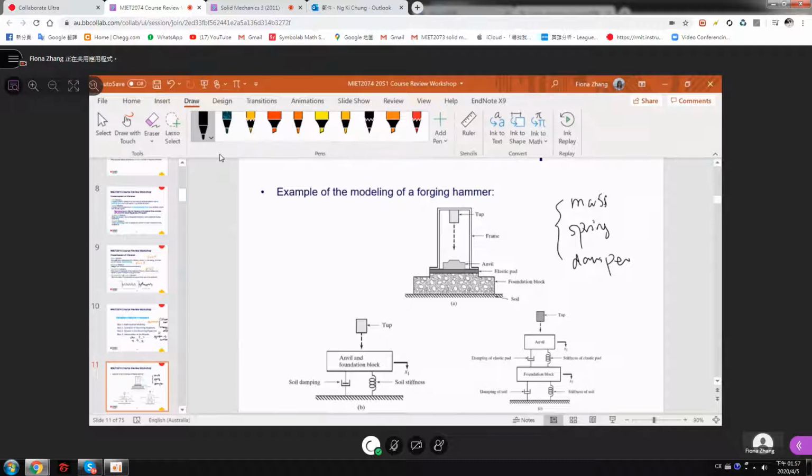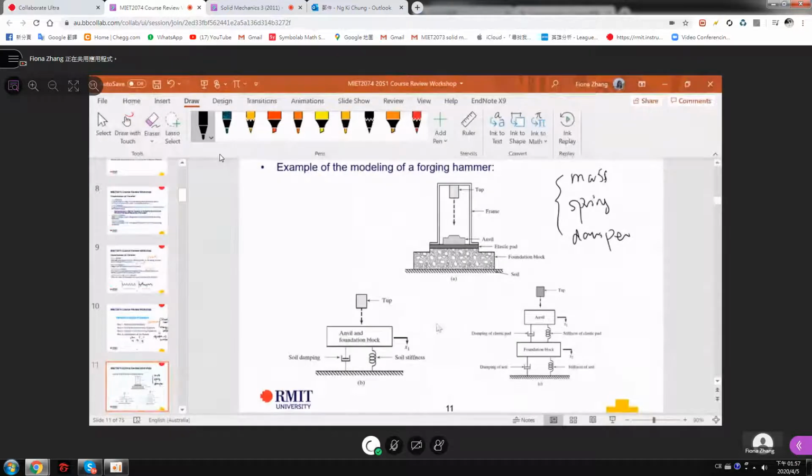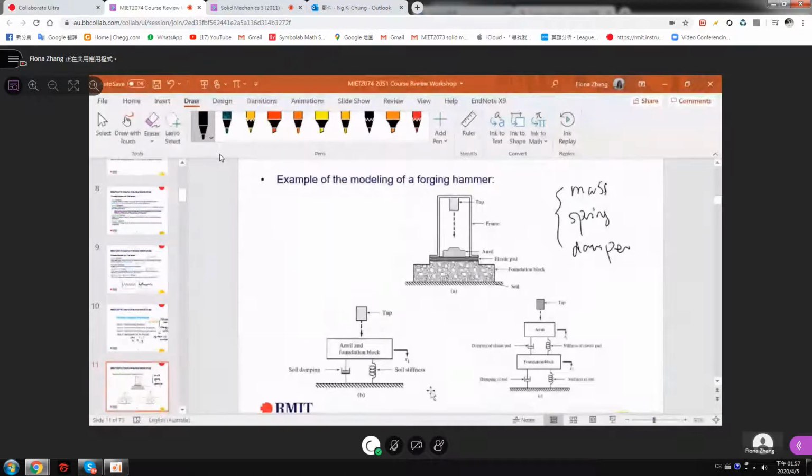As I mentioned, there's not only one way. You can model it in a simple way or a more complex way, depending on whether the results you get are accurate enough or not. If it's not accurate enough, then probably you need further modeling. So here you can see the first approximation. You put the anvil and the foundation block together.